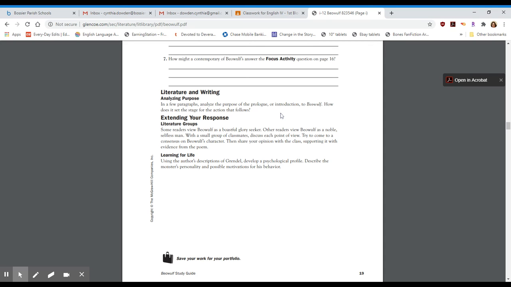This is what I want you to do. In a few paragraphs, analyze the purpose of the prologue or introduction. How does it set the stage for the action that follows? So you're basically going to answer this. It's like a short answer question. It says a few paragraphs. It's okay if you just write one paragraph, so I'm making that change. But in a paragraph, talk about what you think the purpose of the introduction or the prologue is. Like, why is it even on there? What information does it give you that you really need to understand the rest of the story? So talk about the purpose to the introduction. Talk about how it relates to the story that you're about to read that follows after the prologue.